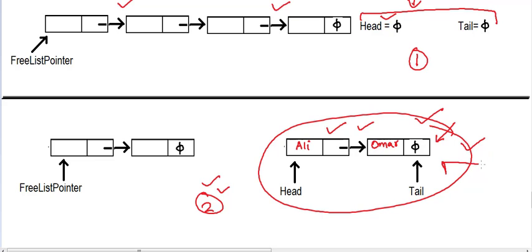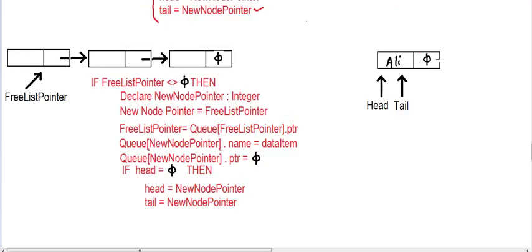Remember, the new node is always going to be added to the end, right? So this is where the new node is going to be added, and the tail pointer should eventually point to this node. This is where the tail should point. So this is the situation that we want to discuss now. Okay, let's take a look.